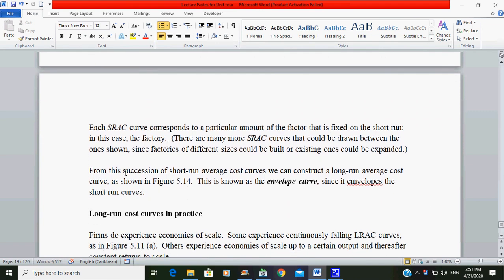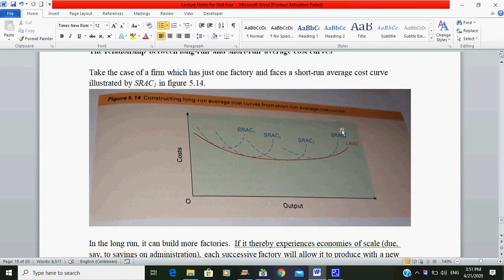From this succession of short run average cost curves, we can construct a long run average cost curve as shown in figure 5.14. This is known as the envelope curve since it envelopes the short run curves. So what happens is that you draw the short run curves first and then draw the long one. Alright.